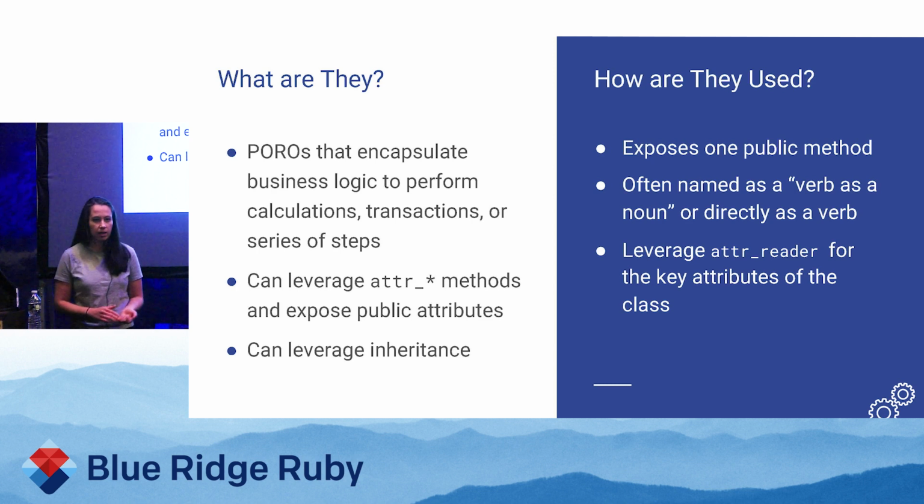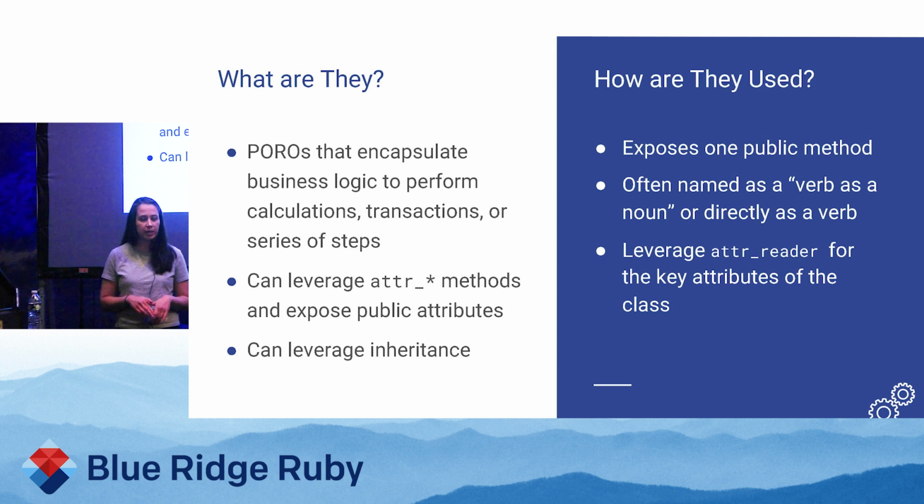And lastly, the other heuristic or pattern that I converged on is leveraging mostly attr_reader for the key attributes of the class. And I've actually recently been changing my perspective on this a little bit after talking to some more teammates. I used to always make the attributes that I use in the initializer attr_reader because it was just convenient.